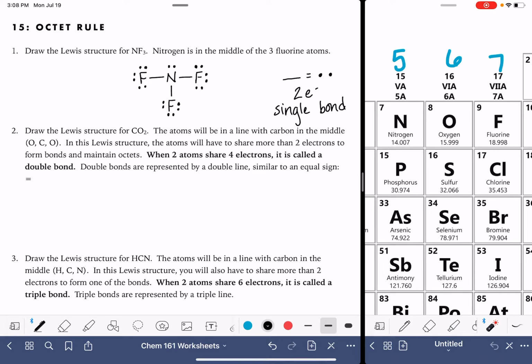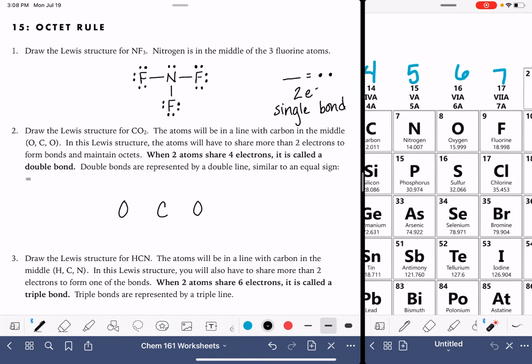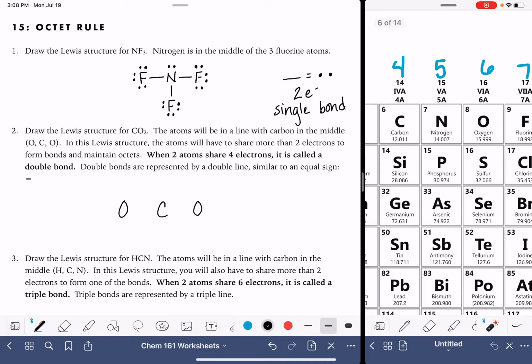Now let's look at our next example. We have CO2, and the problem tells us that we have the atoms in a line with carbon in the middle. So that means it's going to look like this: oxygen, carbon, oxygen. We want to draw the Lewis dot symbols first. Oxygen is in the 6th column, so that means it has 6 valence electrons. Carbon is in the 4th column, so it has 4 valence electrons.